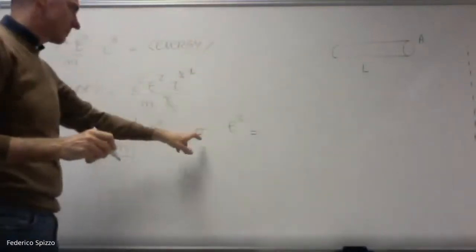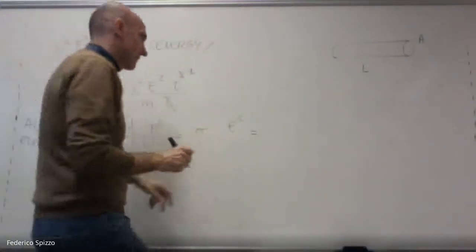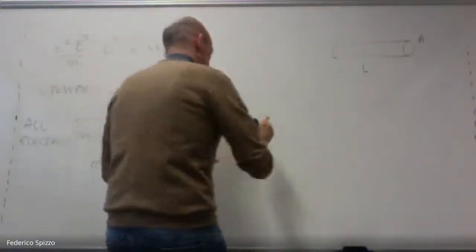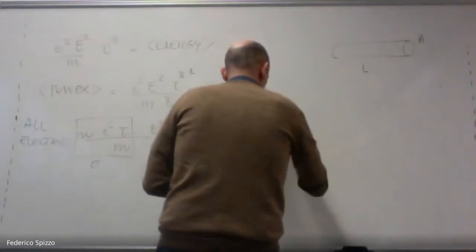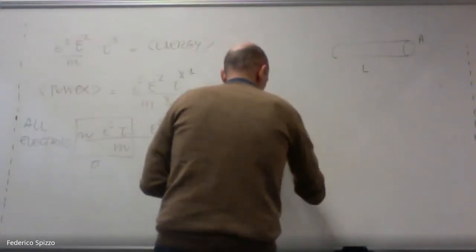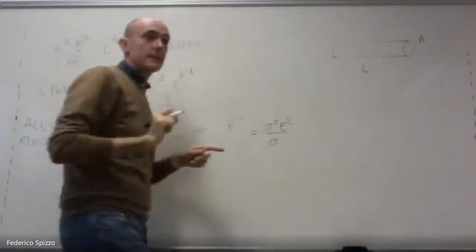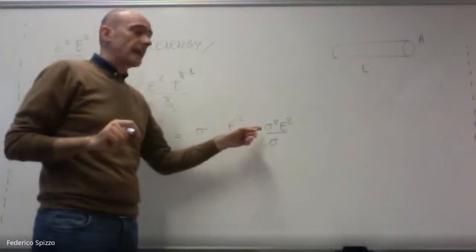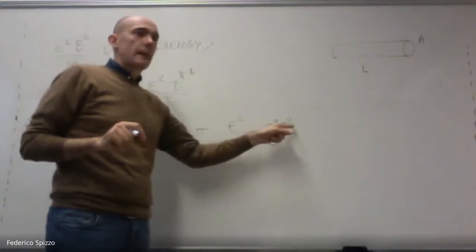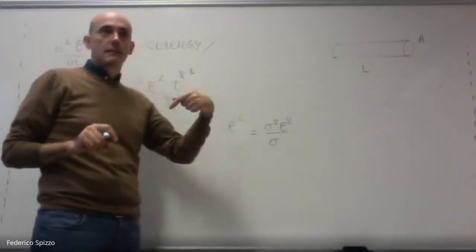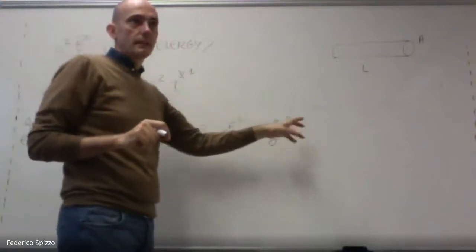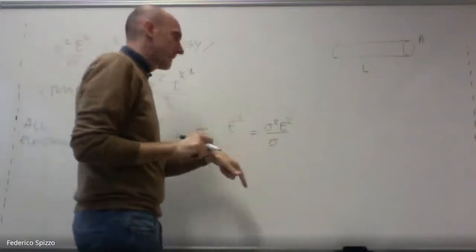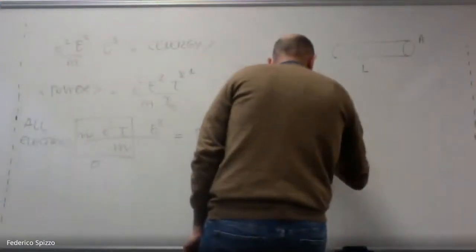Before making the calculation, I just rewrite this term by multiplying and dividing by the conductivity. So I have sigma squared E squared divided by sigma. I do that because sigma times E is the current density. So in place of sigma E, I write J. So here we have J squared divided by the conductivity.